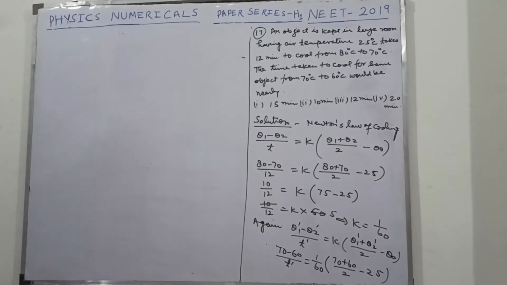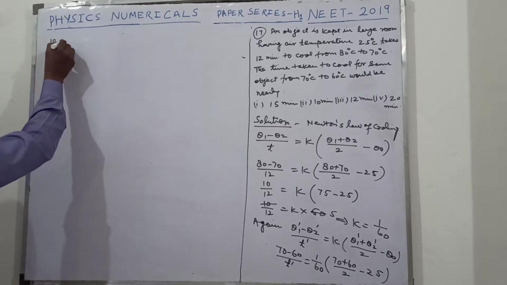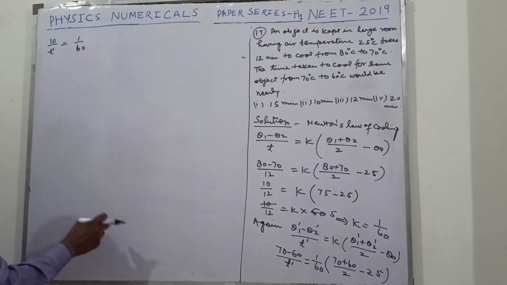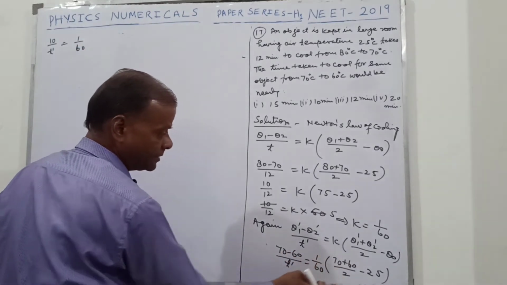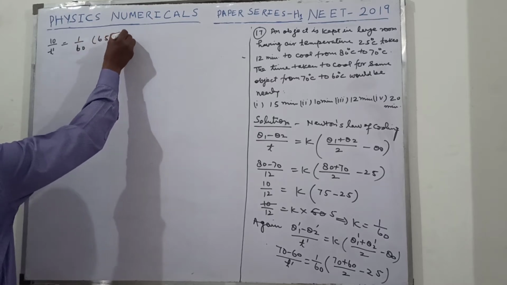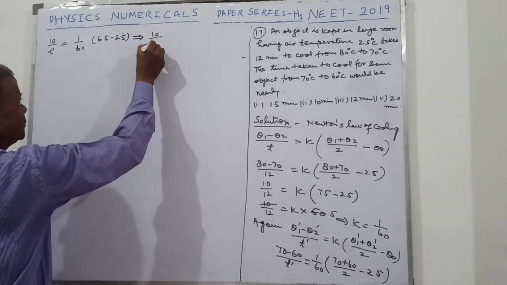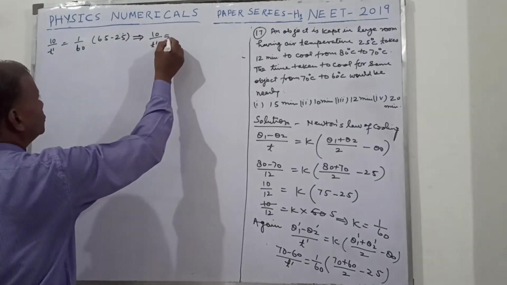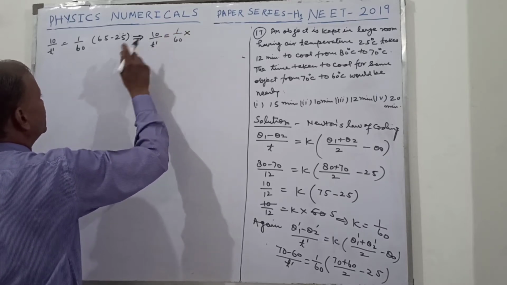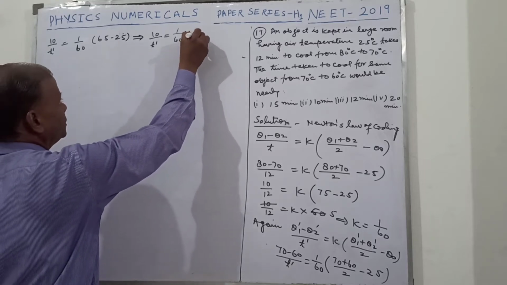So now we calculate this. 10 upon t dash is equal to 1 upon 60 into, this is now 130 divided by 2, so 65, 65 minus 25. So 10 upon t dash equals 1 upon 60 into 65 minus 25. So this is now 40.